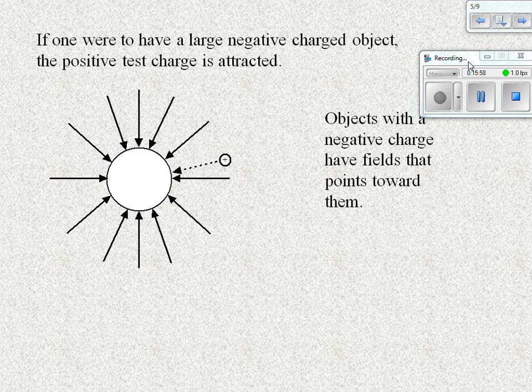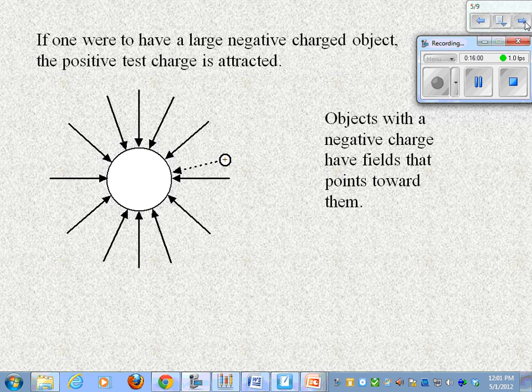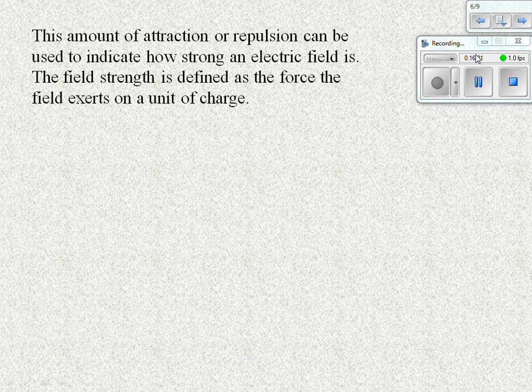Objects with a negative charge have fields that point toward them. The amount of attraction or repulsion can be used to indicate how strong the electric field is. The field strength is defined as the force the field exerts on a unit of charge.